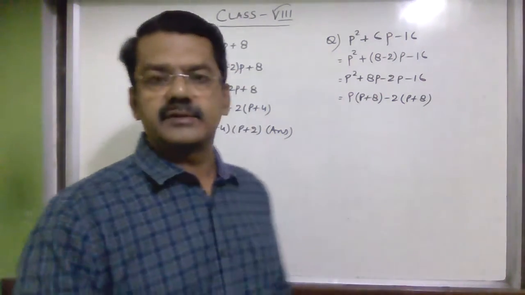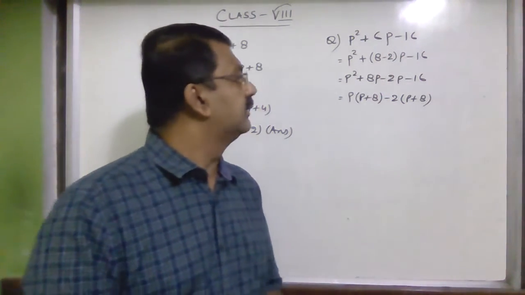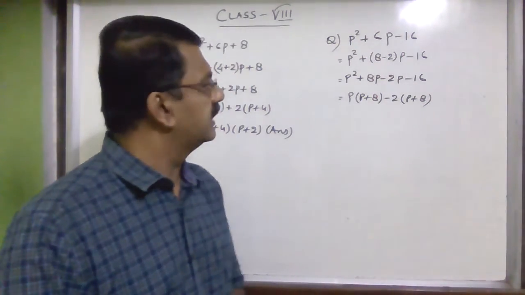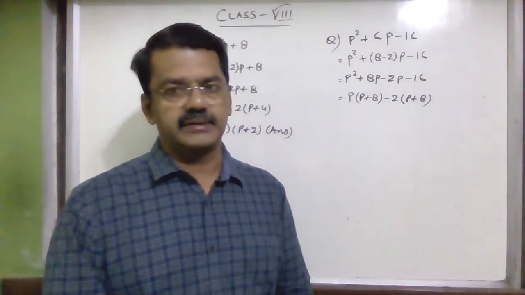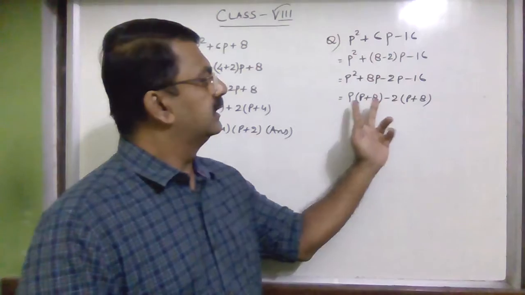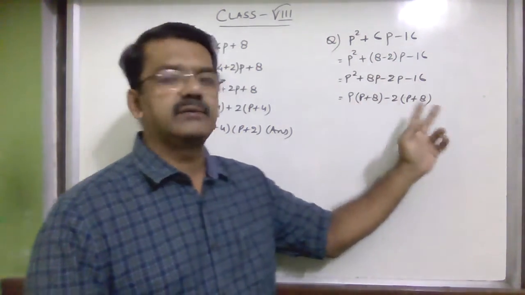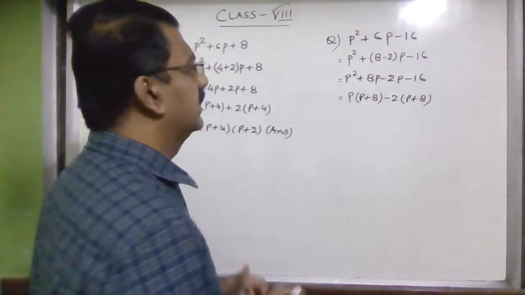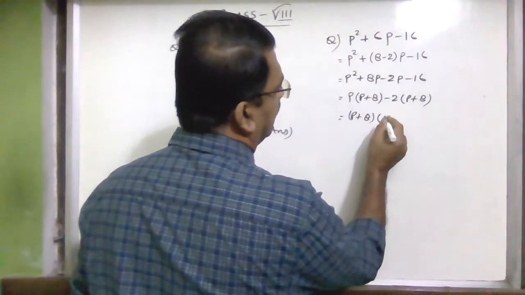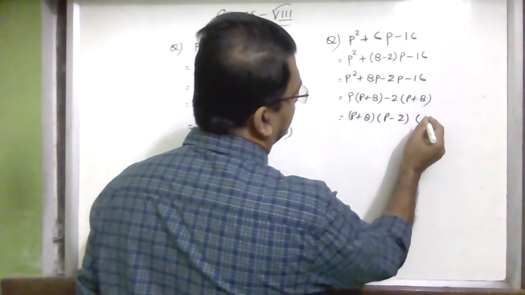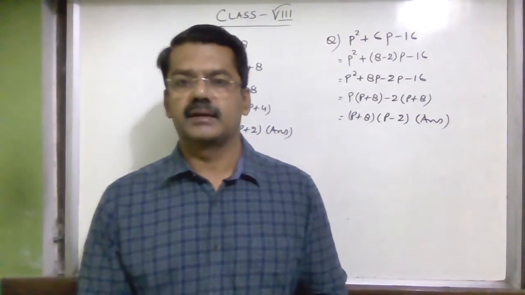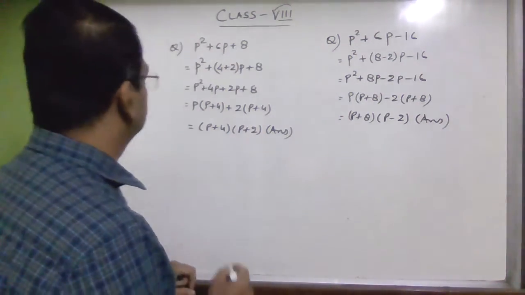From the first two terms, you take p common, so within brackets you will have p plus 8. From the next two terms, you take minus 2 common, then again you will have p plus 8. Now, I told you if you are doing it correctly, you will have the same expression within the bracket, that is p plus 8. Now, you take p plus 8 common. So in the other bracket, you will have p minus 2, and that is your answer. Clear? Next question.